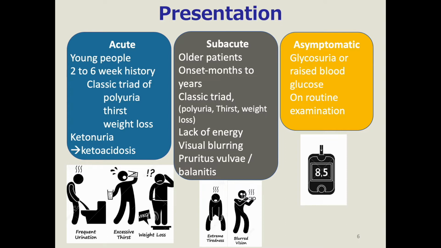In subacute presentation, the patients are older and the onset might be months to years, with the classic triad of symptoms, and they may present with symptoms like lack of energy, visual blurring, and pruritus vulvae and balanitis. And asymptomatic patients are usually detected on routine clinical examinations with glycosuria or raised blood glucose level.